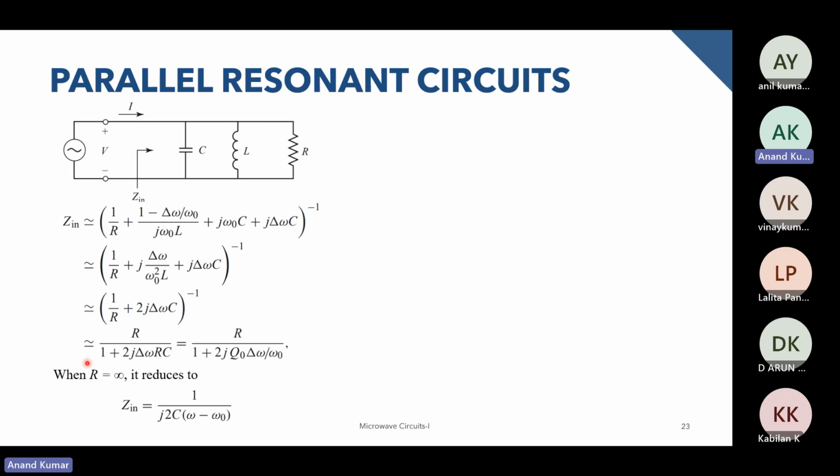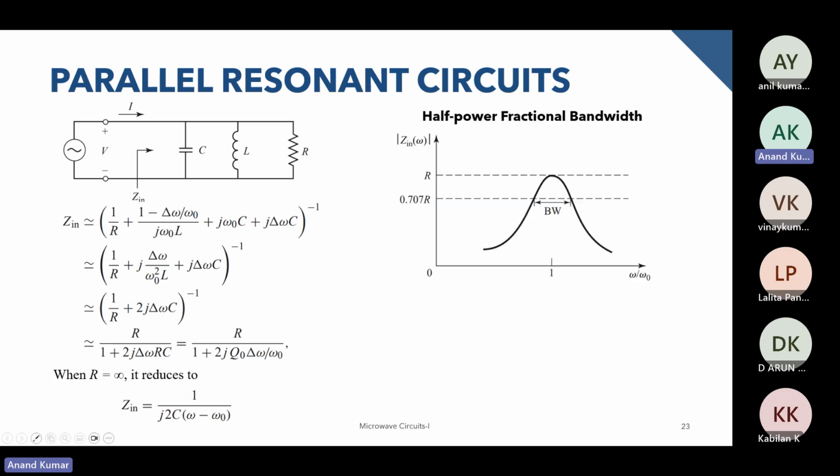And when this R becomes infinite, the input impedance will reduce to a term like this. So this is something where, just in case, this becomes an open circuit over here.